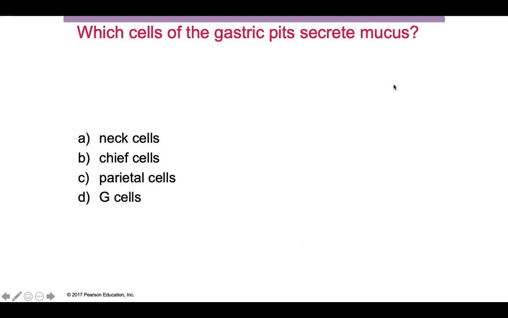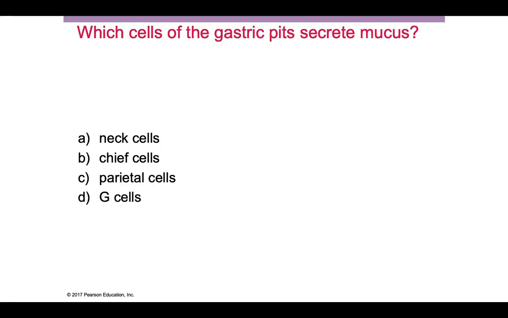Okay, so which cells of the gastric pit secrete mucus? A lot of response for A, the neck cells, and that is correct, right? So the neck cells, also called the mucus neck cells, are the ones that secrete mucus. They also secrete bicarbonate-rich fluid that helps to coat the lining of the stomach and protect it from the acidity of the stomach chyme, okay?